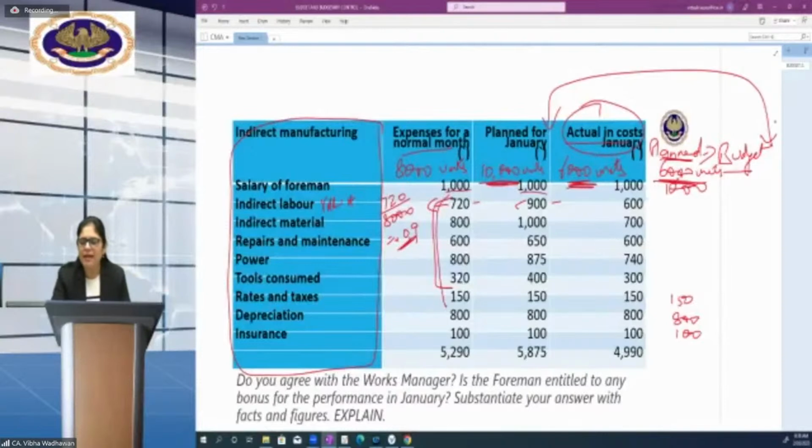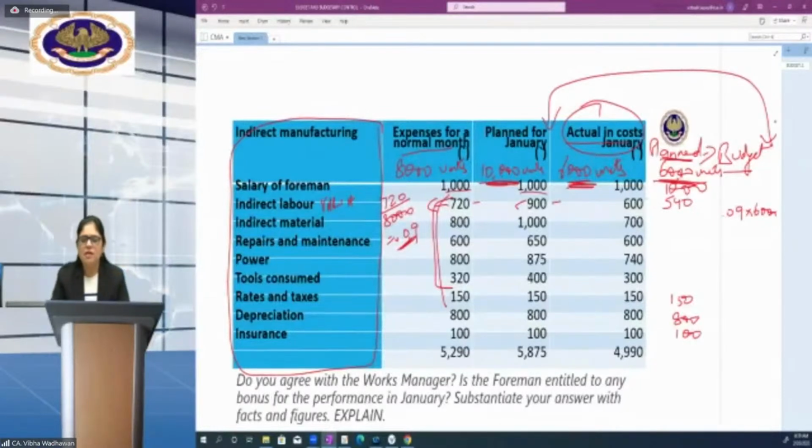Now apply it for 6,000 also. 0.09 into 6,000, you will get the indirect labor for 6,000 units. So 0.09 into 6,000, it has to come to 540. This is the way you have to do it.